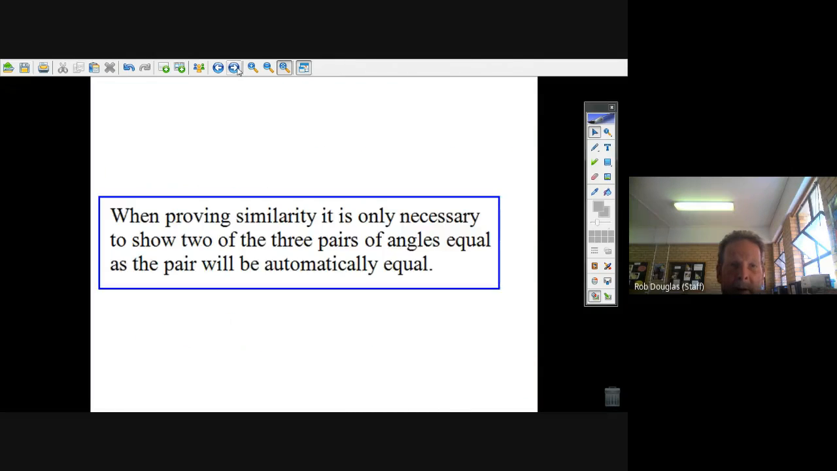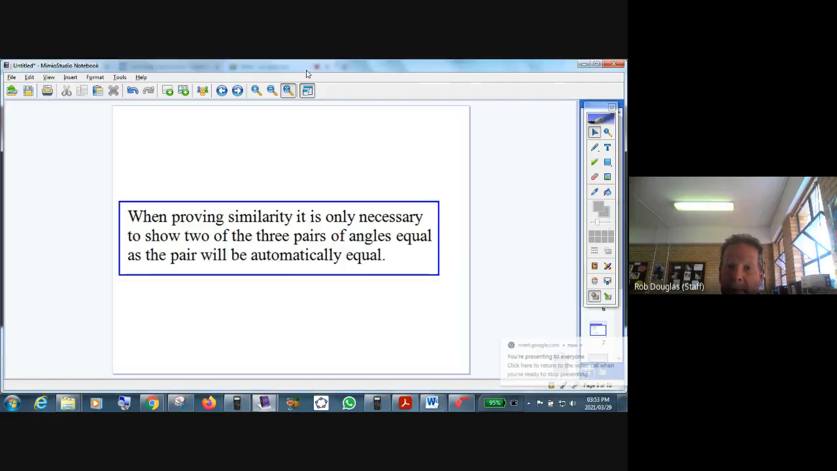The next thing we're going to look at is actually proving these things. But there's one thing when you're proving similarity: if you match up two pairs of angles, the third pair is automatically equal because of angle sum in a triangle. You don't have to keep saying it. If you can just match up two pairs, then you've got that the triangles are similar. We're going to do the proof next. I hope that made sense.